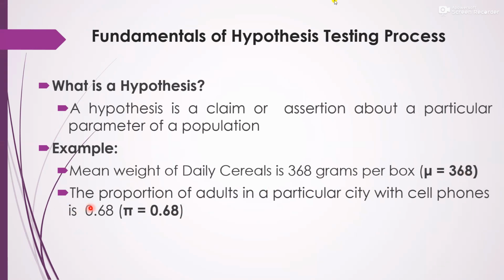Then the next statement: the proportion of adults in a particular city with cell phones is 0.68. That is, pi is equal to 0.68, because we are looking at the proportion. So that means 68% of the adults in a particular city have cell phones.